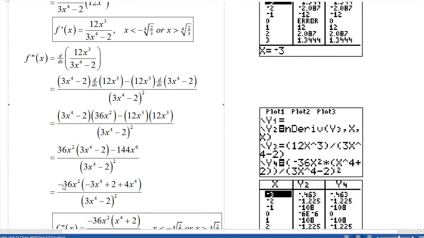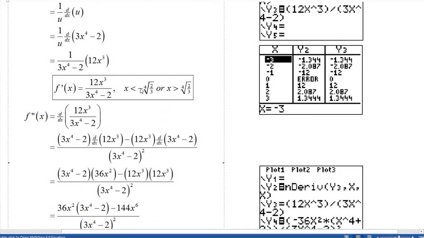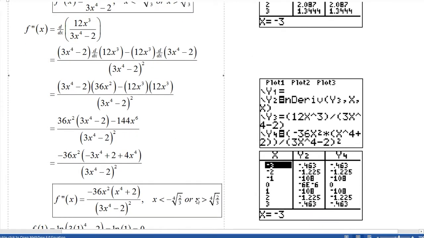Negative 144 divided by negative 36 is positive 4. x to the sixth divided by x squared is x to the fourth. 4x to the fourth minus 3x to the fourth is 1x to the fourth. We still got our plus 2. We got our 3x to the fourth minus 2 squared in the denominator. And I've still got our negative 36x to the sixth. And we still have our same restriction up here that we had for f prime. We need the same restriction here.